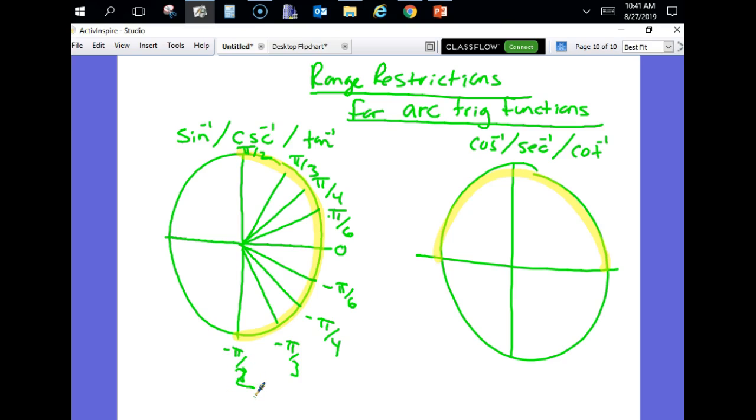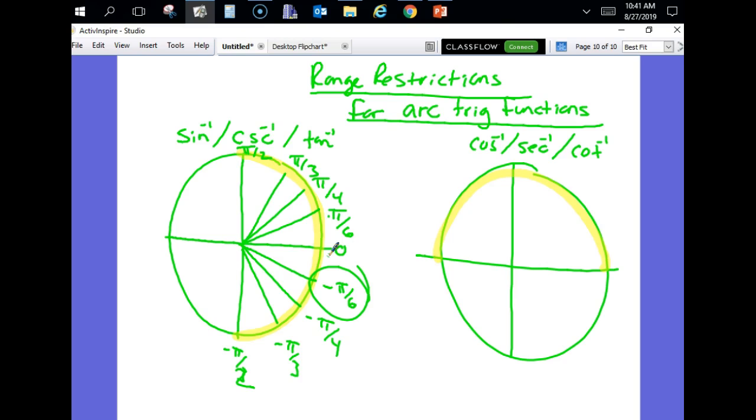So in other words, when you're dealing with arc sine, arc cosecant, or arc tangent, your answers could be any one of these. I understand that this is 11 pi over 6 on your unit circle, but we're not going to call it that when you're doing arc functions. We're going to call it negative pi over 6. So the bottom left quadrant doesn't exist. For arc sine, these guys are not defined over here. We don't pull answers from that for arc functions.